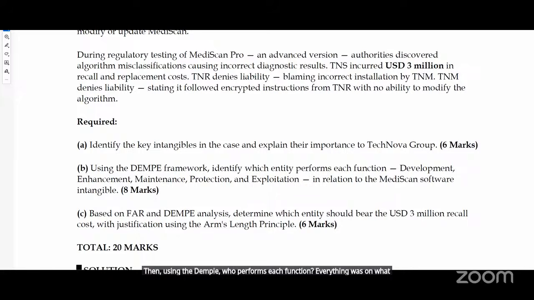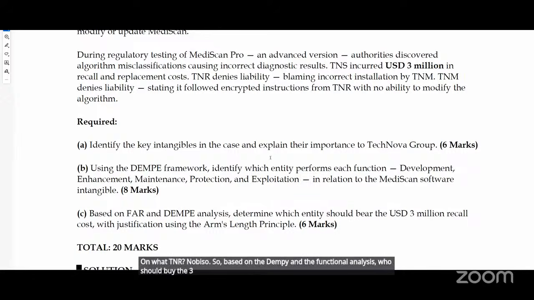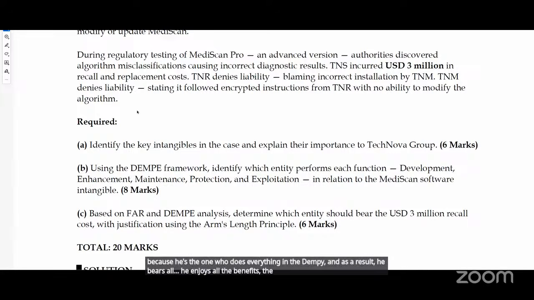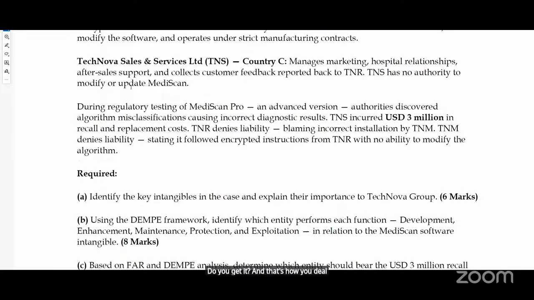So based on the DMP and the functional analysis, who should bear the 3 million recall cost? It is that guy. Why? Because he's the one who does everything in the DMP, and as a result, he enjoys all the benefits. The same way he should be entitled to all the risks. Do you get it? And that's how you deal with such a question.